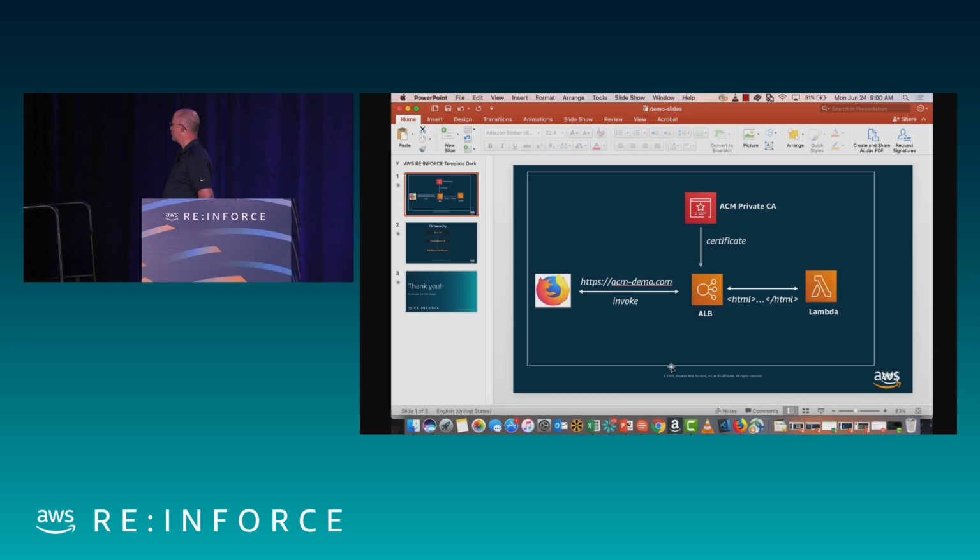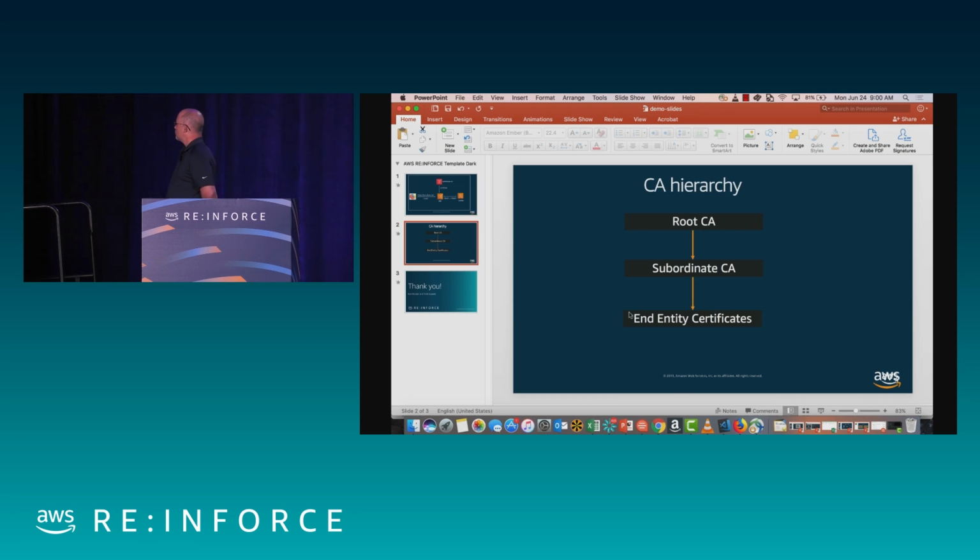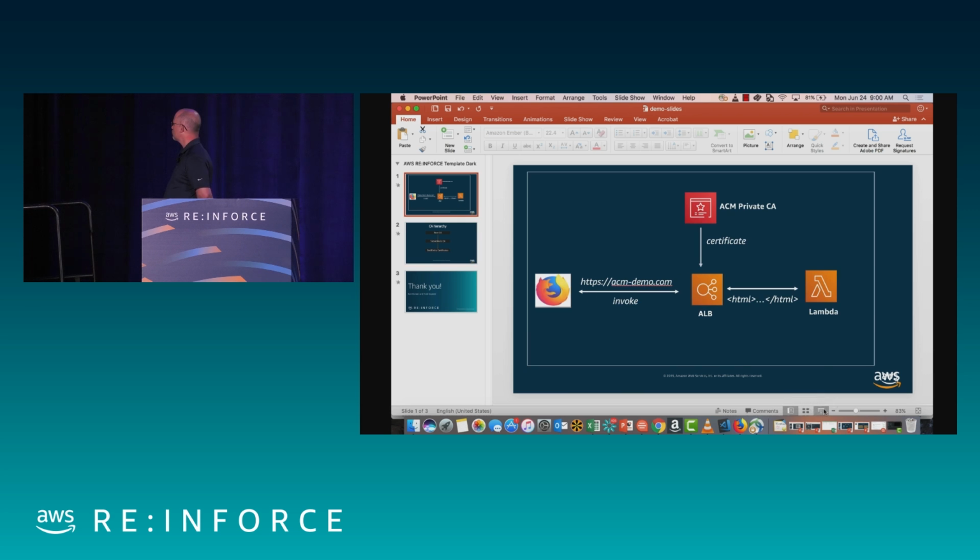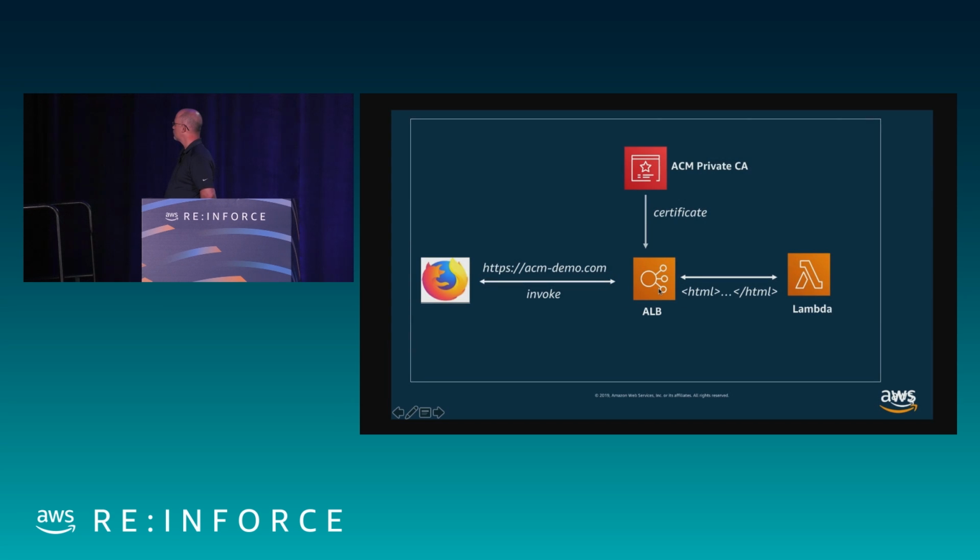So we were able to create a private certificate authority, a hierarchy, and then issue an end entity certificate, and then go back to the application load balancer and put that end entity certificate and make it trusted by the Firefox browser. Thank you. This is what I wanted to show you.